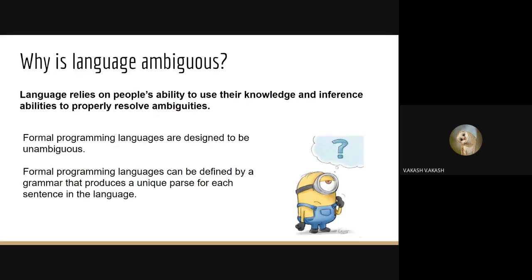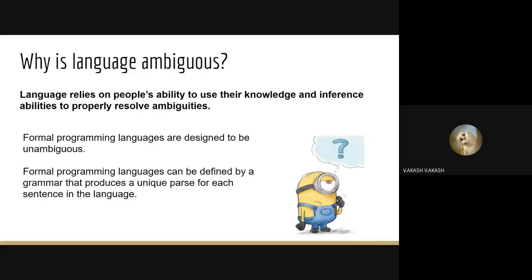Well, our language primarily relies on our ability to use our knowledge and inferences from previous communications to properly resolve all these ambiguities. So we allow such ambiguities to permit shorter linguistic expressions in our language and also avoid the language being overly complex. So basically, we depend on our knowledge and inference abilities to resolve the ambiguities.